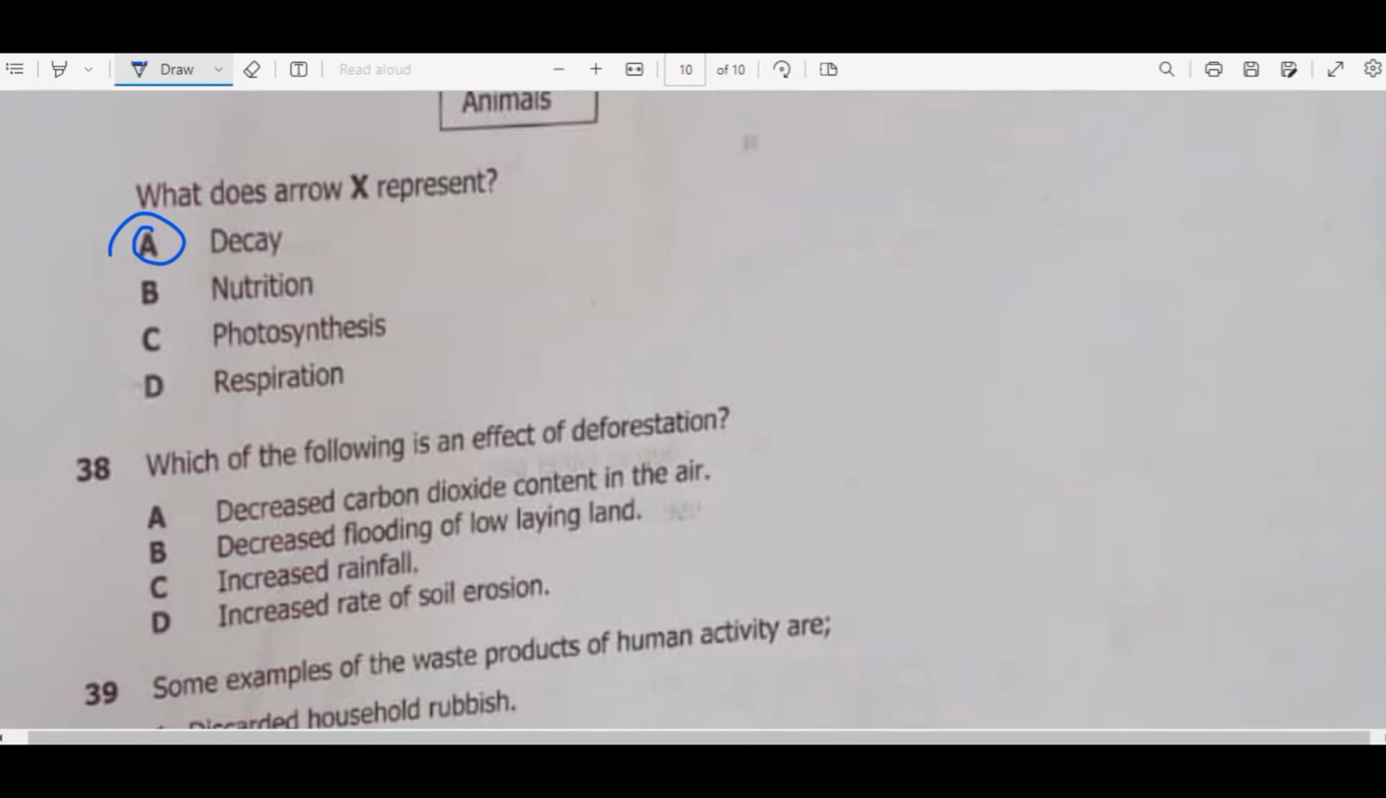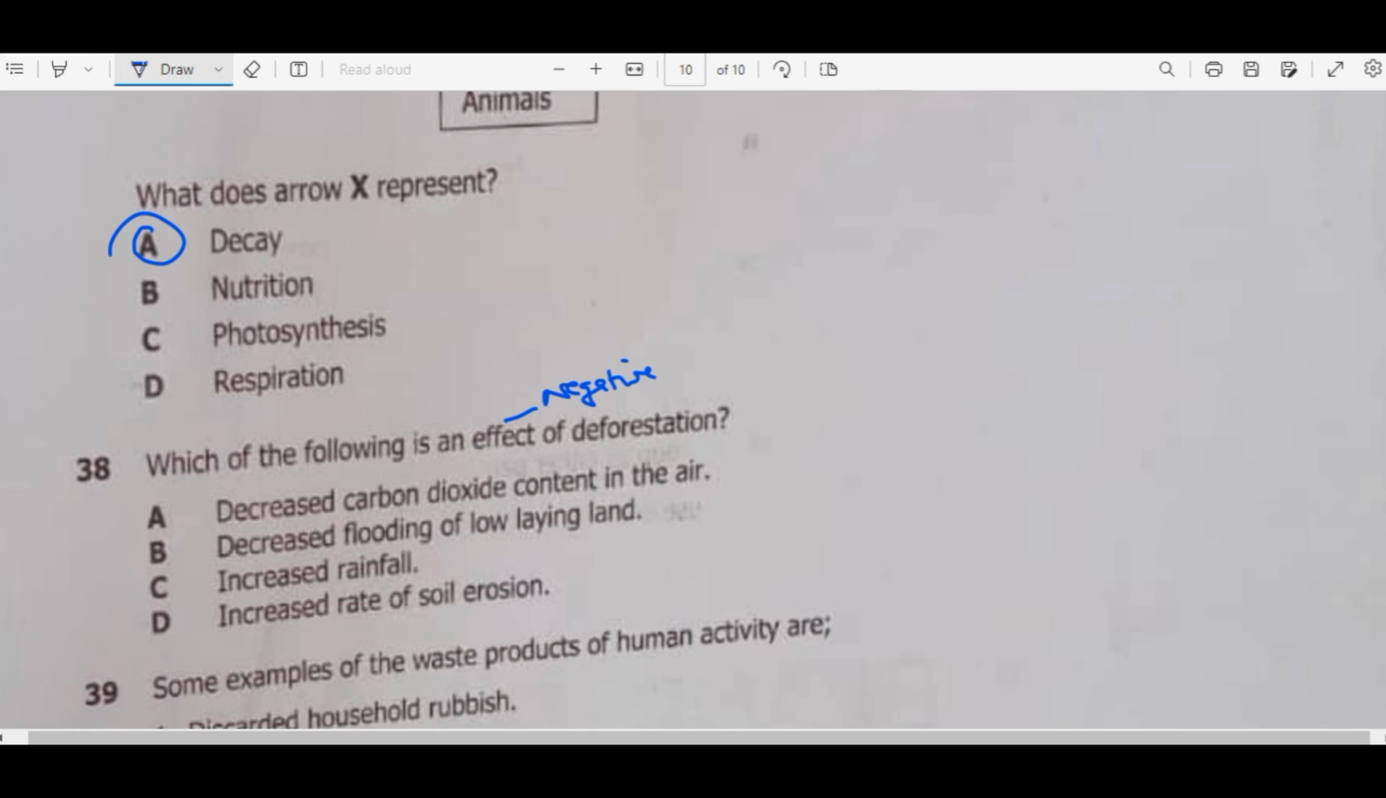Which of the following is an effect of deforestation? So deforestation is the cutting down of trees. So this shouldn't be done, because it leads to global warming. So A, decrease carbon dioxide content in the air, decrease flooding of low-lying land, increased rainfall, and then decrease the rate of soil erosion. So which of the following is an effect? So an effect, we are looking at the negative impact.